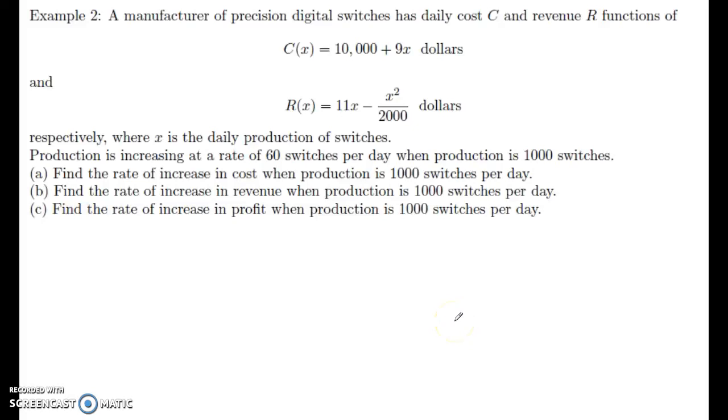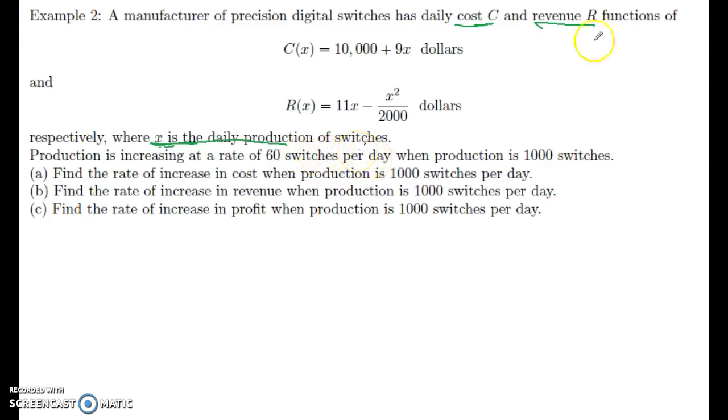Related rates, Example 2. A manufacturer of precision digital switches has daily cost C and revenue R. They're both functions of x, where x is the daily production, so how many switches per day. The production is increasing at a rate of 60 switches per day.